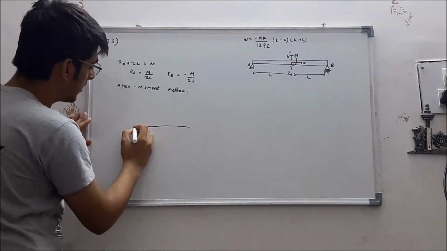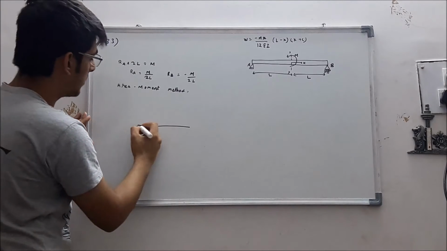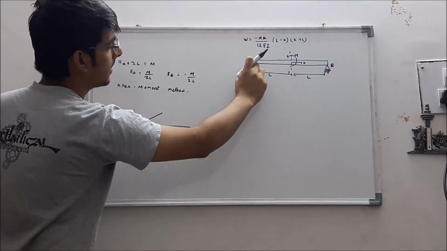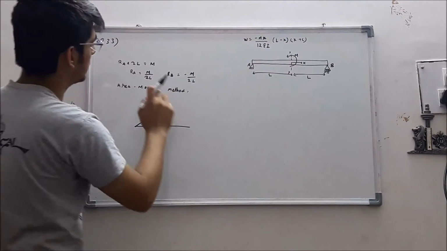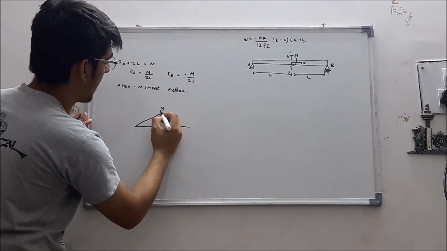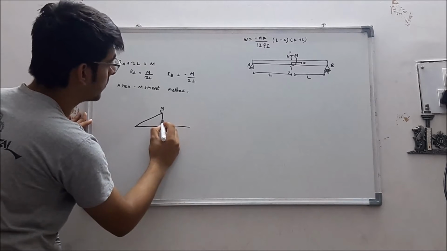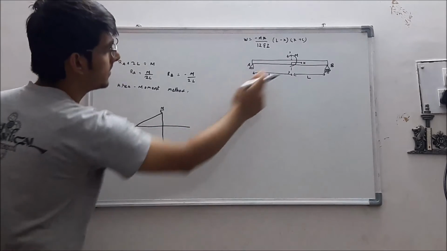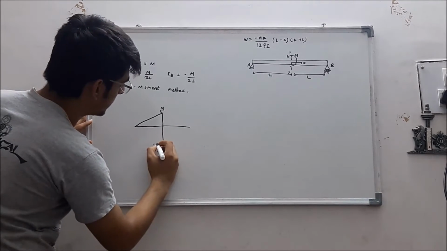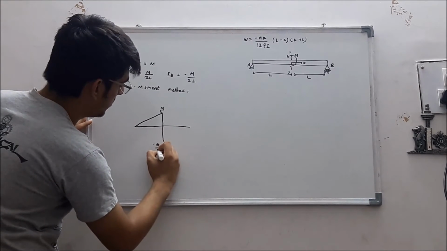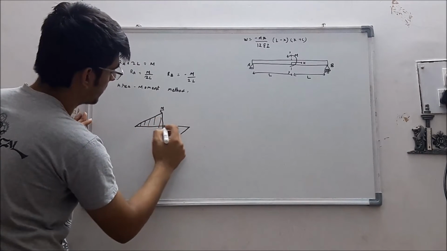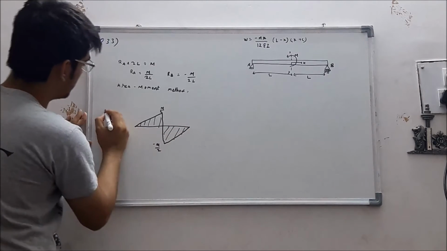The bending moment diagram will start from 0, will be maximum at the center, and the value at the center will be Ra into L. So that will be M by 2. And it will go to the negative side since this is acting in the anti-clockwise direction. So it will be minus M by 2 and finally it will end up at 0. So this is the bending moment diagram.